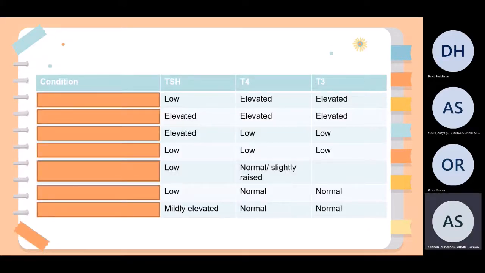So I've got a nice little table here to get you guys to guess what conditions these are. So we'll start from the top. So you have a low TSH, an elevated T4 and T3. So what do you think is going on here? Got a couple of primary hypothyroids here, which is correct. Well done, guys. So next one, you've got an elevated everything.